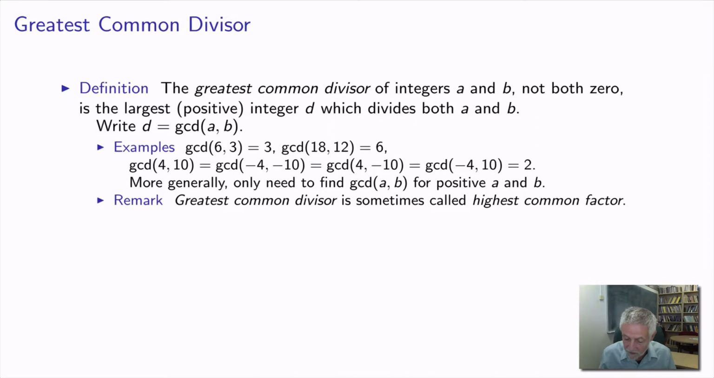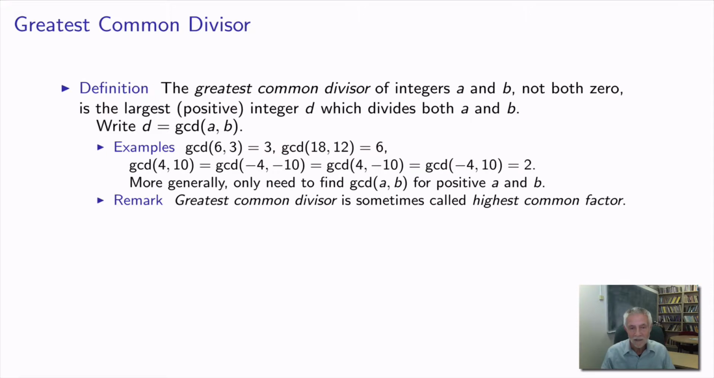The greatest common divisor of 6 and 3 is 3, because 3 divides 6 and it divides itself. The greatest common divisor of 18 and 12, well, 6 is the largest integer which divides both of them. The greatest common divisor of 4 and 10, of minus 4 and minus 10, of 4 and minus 10, and minus 4 and 10 is 2.